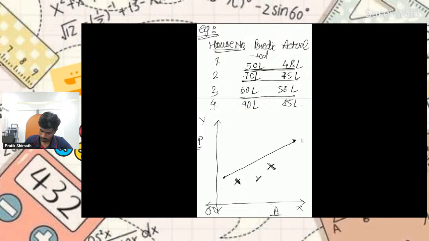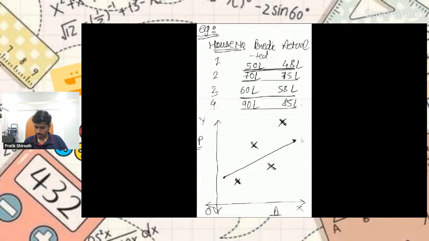Actual was 75, no, it will come there only. I'm sorry guys. So this will come here. Nice. After this, 60 and 58 is also done, and then 90 and 85: 90 is here and 85 is somewhere here, so this is here.